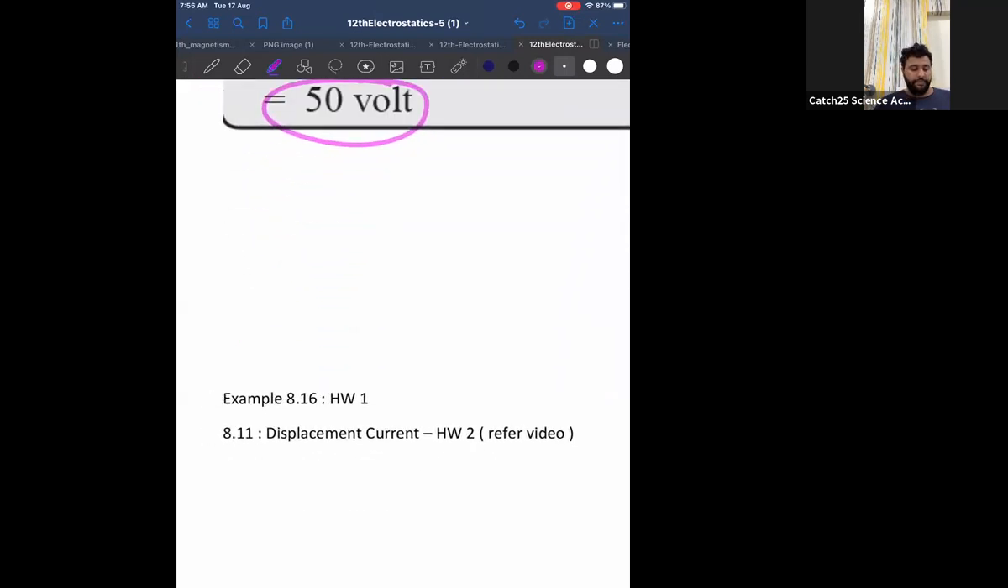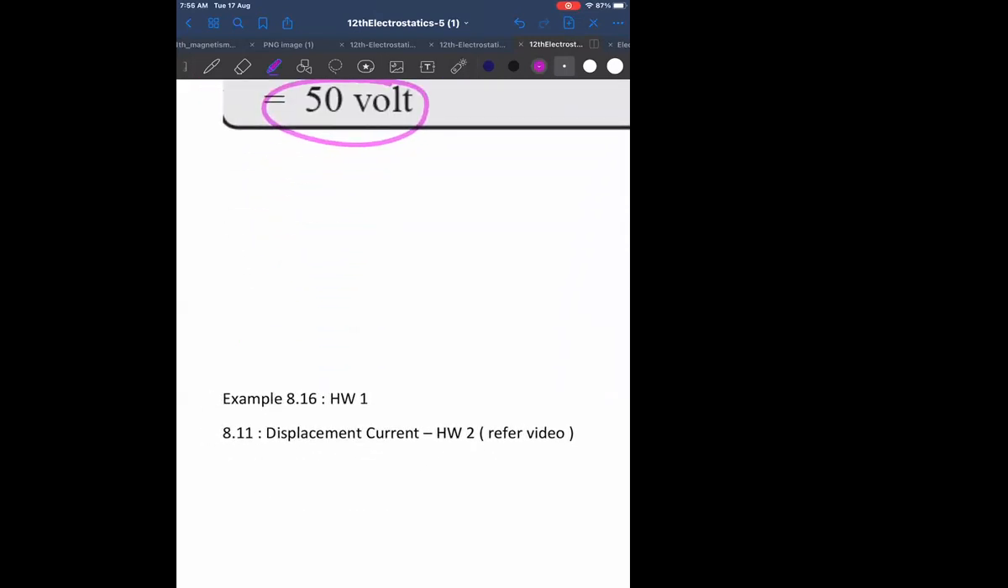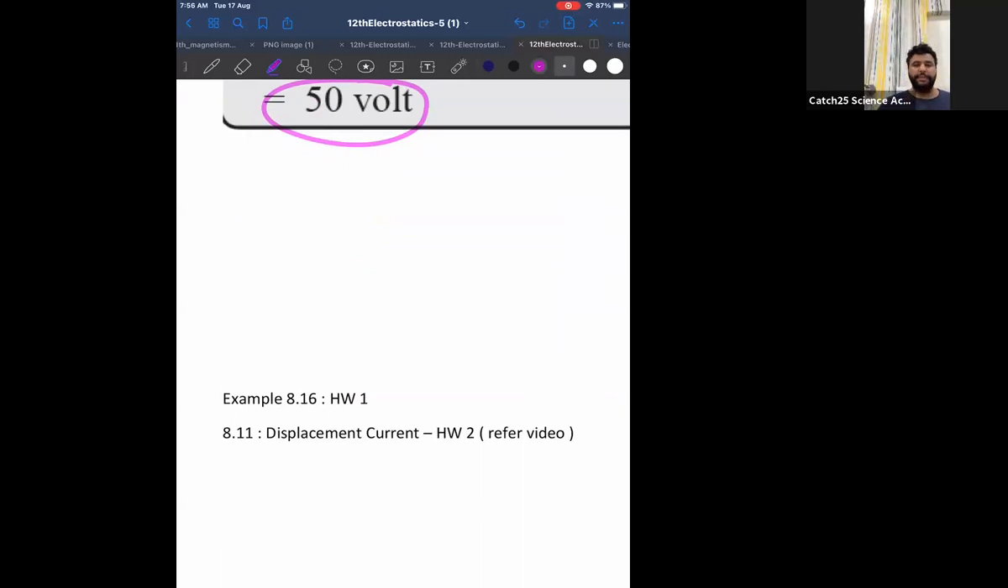Make a note of your homework. Example 8.16. This is your homework 1, and displacement current section. And you can refer to the homework also. The topic has been almost eliminated, but anyway, you can check it out. Make a note of the homework for today. First homework is example 8.16 and second is section 8.11. And your third homework will be to complete the entire notes of electrostatics, because today we're going to complete that chapter.